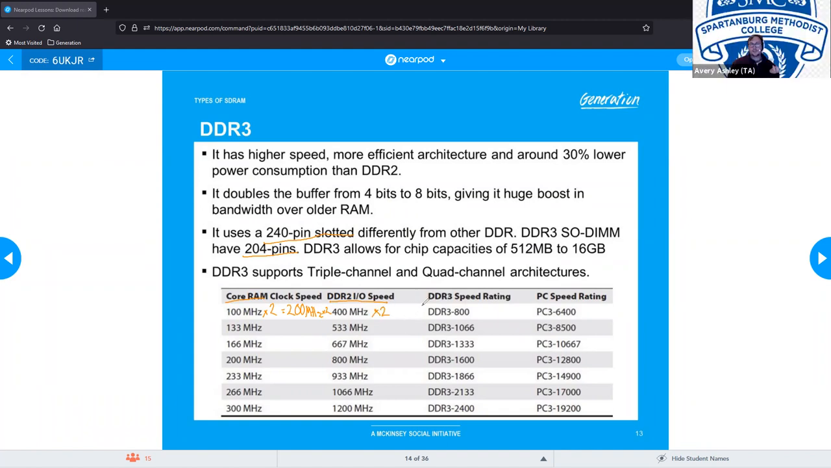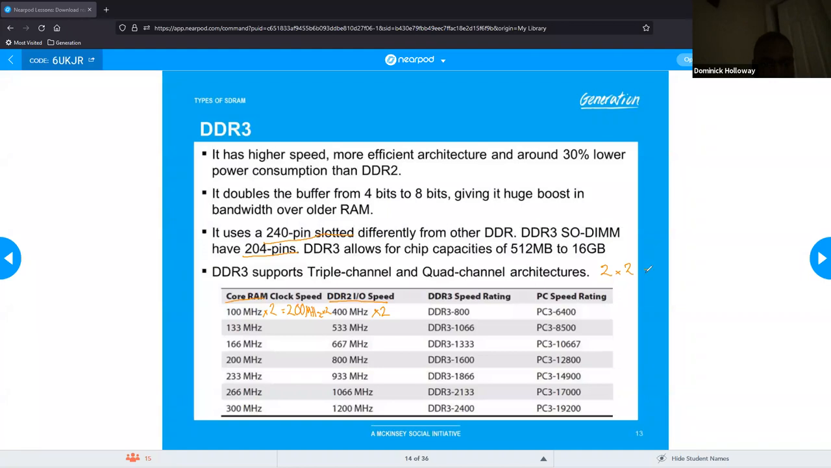Right. You can skip all this if you know that you have a DDR3 RAM module, and you know that your RAM's clock speed is 100 megahertz. You can multiply it by two three times, or you could multiply it by six. Oh, wait, by eight, actually. Because two times two is four, and then four times two, because it's doubling in speed every time. So you'd actually multiply by eight.